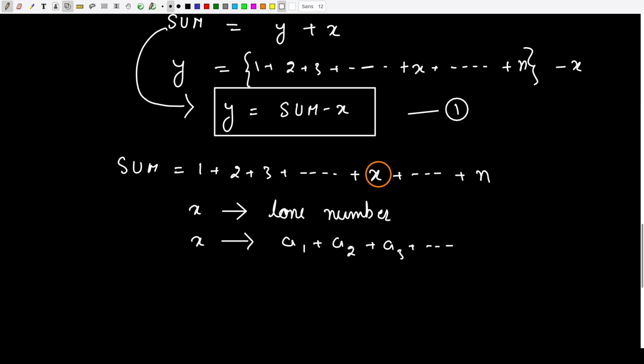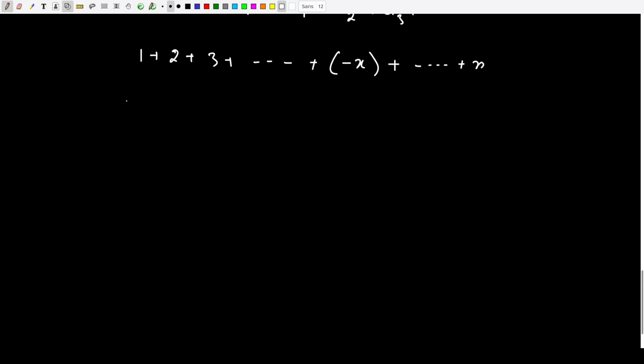So once we have flipped the sign of x, the new sum will be something like this, and this will be minus x since we have flipped the sign, all the way till n. So this is my new sum. The new sum will be equal to the sum of all the numbers except x, and the sum of all numbers except x is given by y minus x.